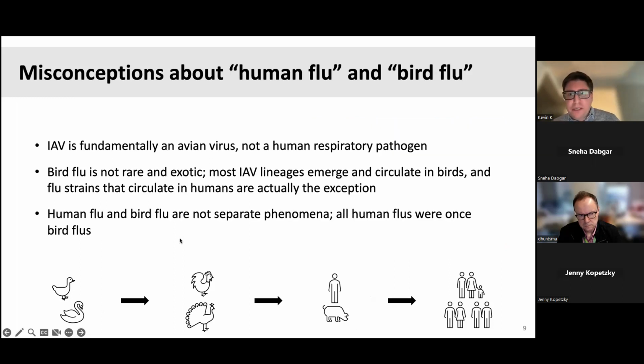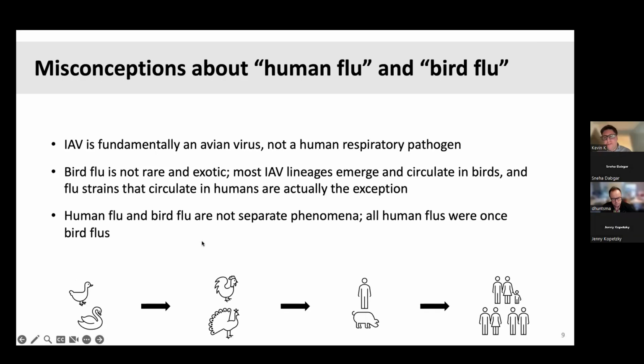So I just want to take a quick moment to tackle some misconceptions that exist about human flu versus bird flu. I think most people imagine flu as fundamentally a human respiratory pathogen, so they consider bird flu as something that's kind of rare and exotic, when in fact the complete opposite is true. Influenza A is fundamentally an avian virus, and the handful of strains that circulate in humans are actually the rarity and the exception. Like, out of the thousands and thousands of strains that exist of this virus, there's only been 4 of them that have achieved widespread circulation in humans in the last century.